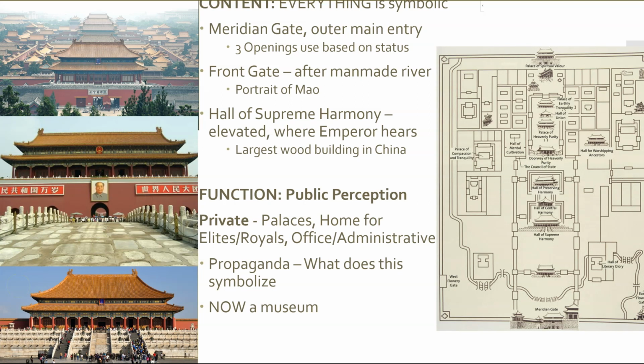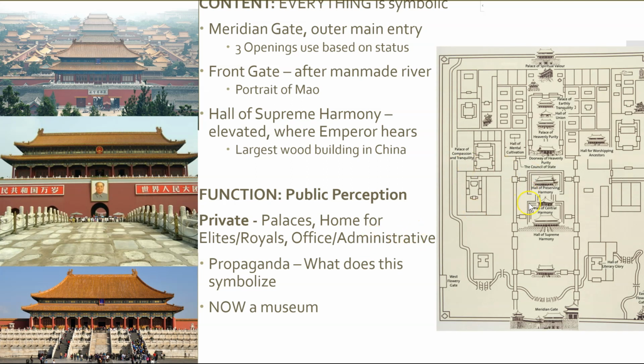All right, so we talked about the public perception, and then also privately, this is in the inner court. This would be a place for palaces, homes for elites and royals. There are 90 palaces total in this back area. It's also where all of the administrative parts of the government would function.